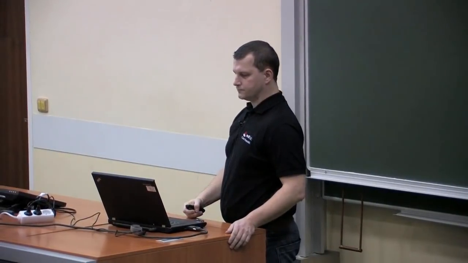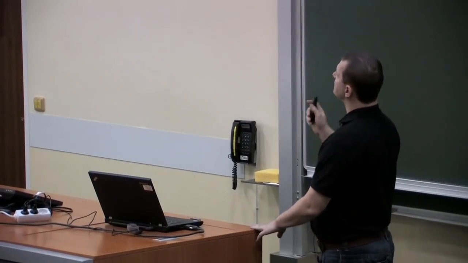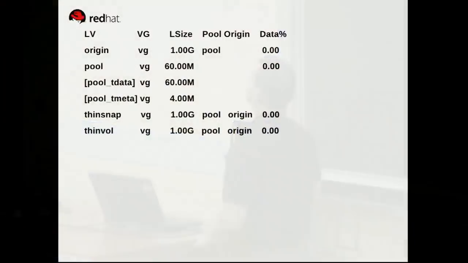Here is a small example of how the table or output from the lvs command may look, where you can see that the origin will be from the pool if it was previously a thin volume.